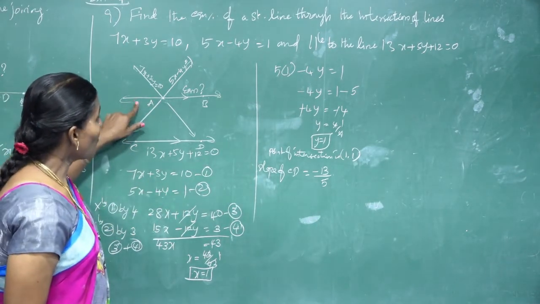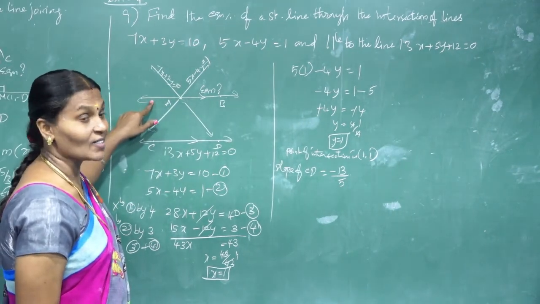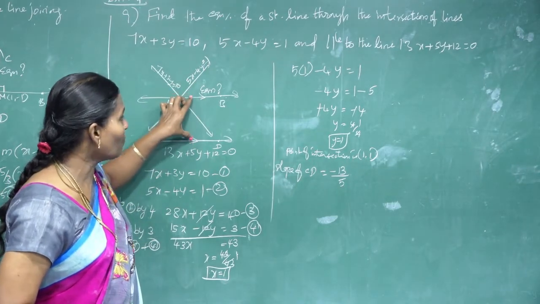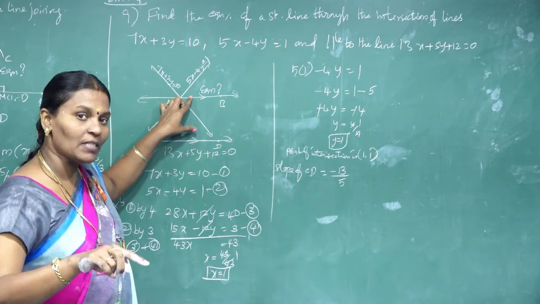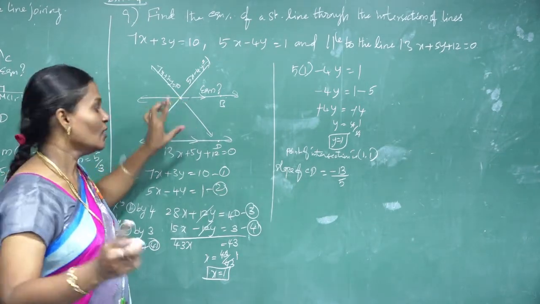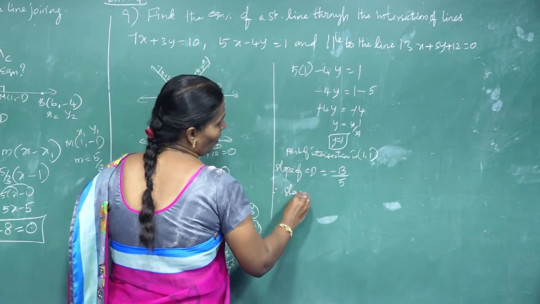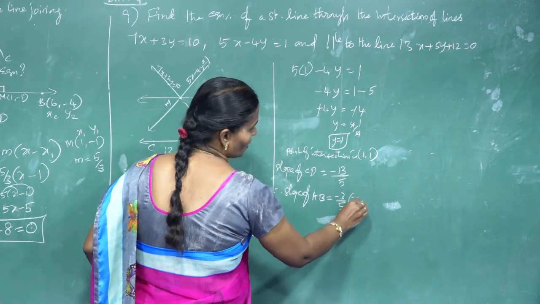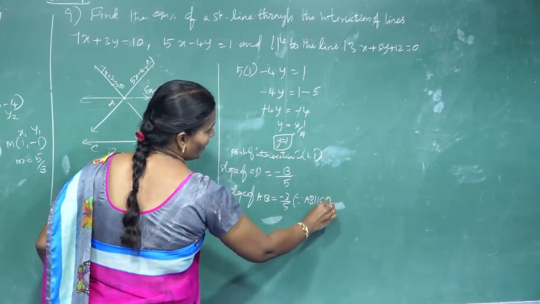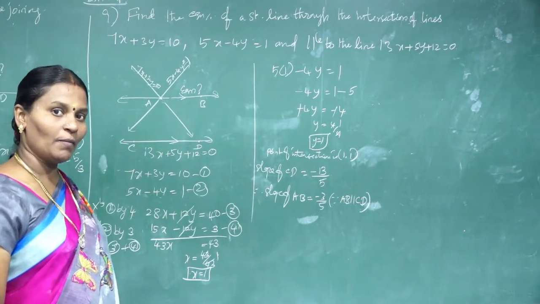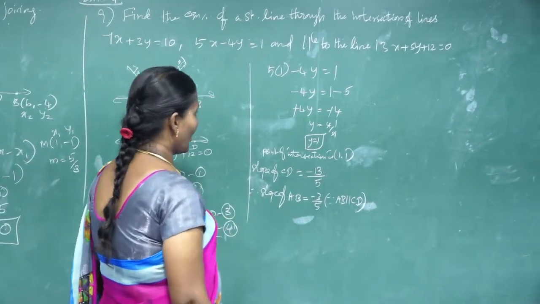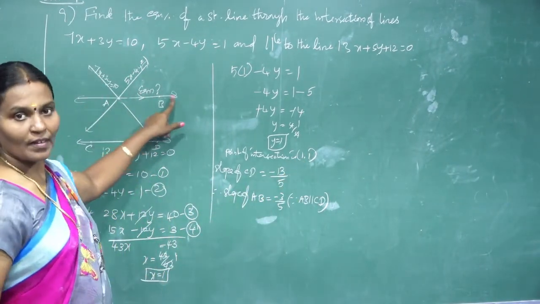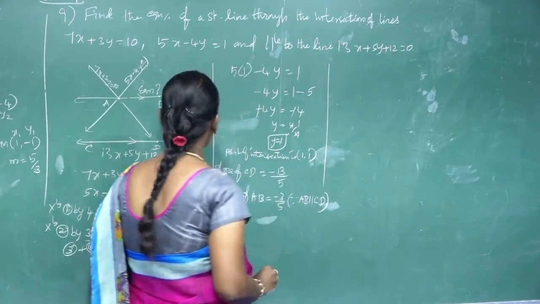What is the slope of this line? Yes, good. This line's slope is also minus 13 by 5 because these two are parallel. If two lines are parallel, the slopes are equal, isn't it? Therefore the slope of AB is equal to minus 13 by 5 because AB is parallel to CD. Now you know one point and the slope of this line. Now find the equation of AB.